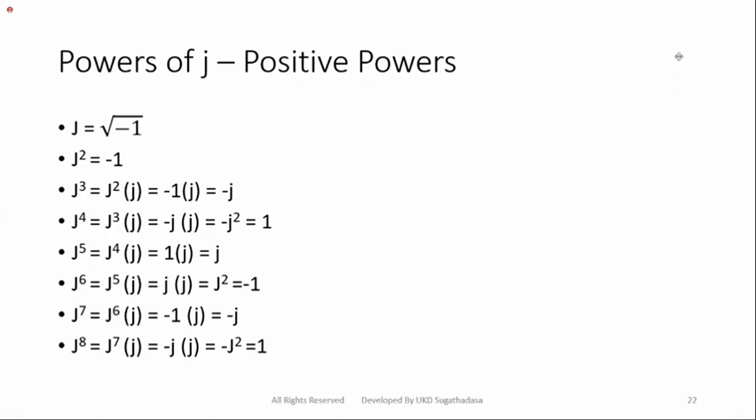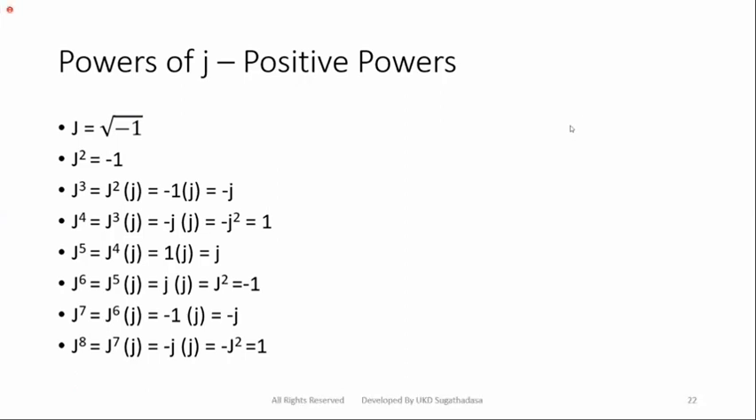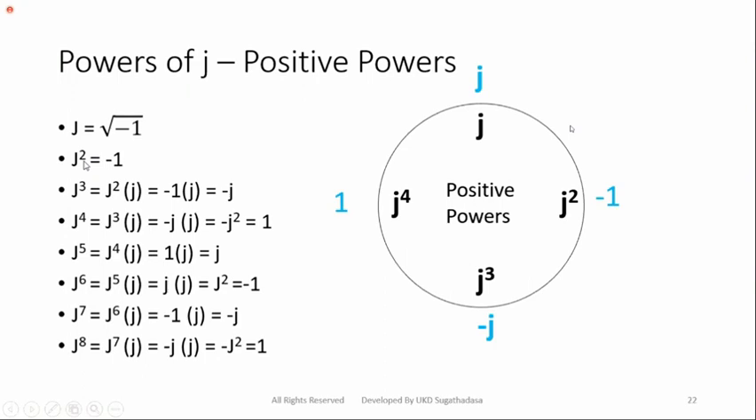Start with j squared: minus 1, minus j, 1, j, minus 1, minus j, 1. Remember the powers of j, whatever the power, you get the values from that particular set. What is the set? Either plus or minus 1, or plus or minus j. In the next slide, you can see the cycle very clearly.